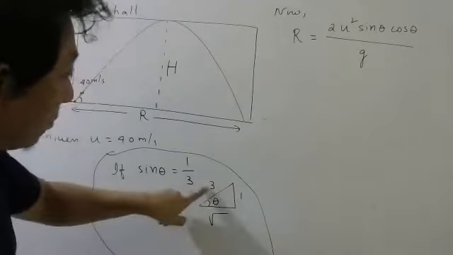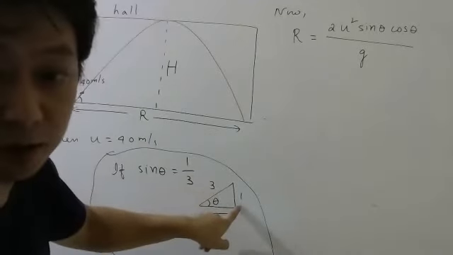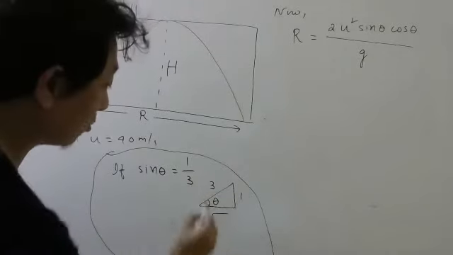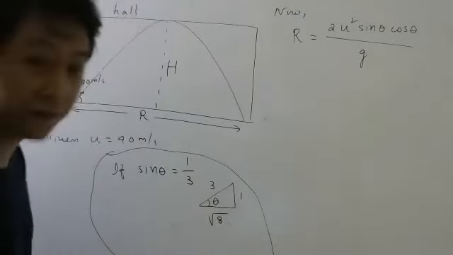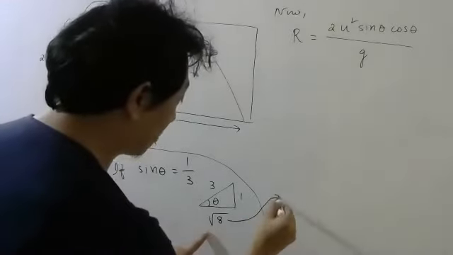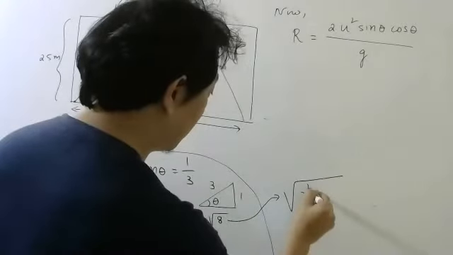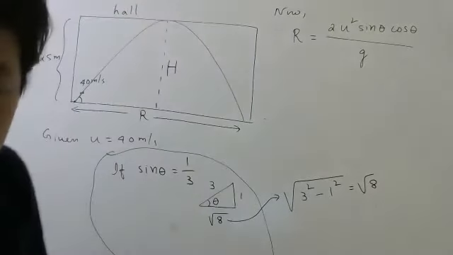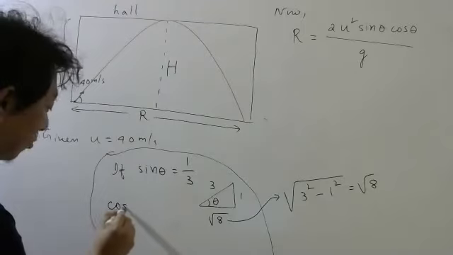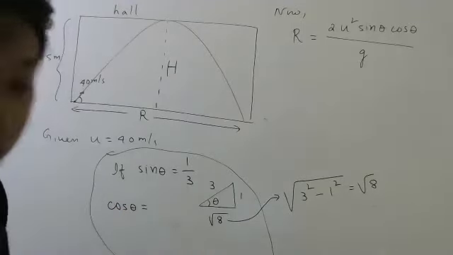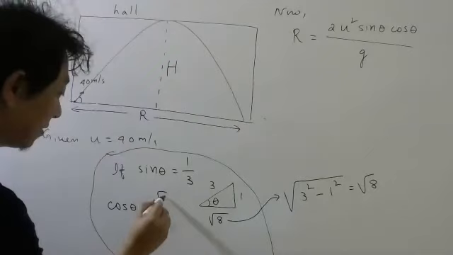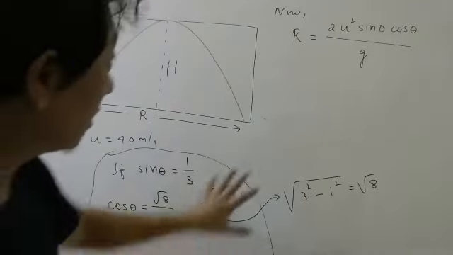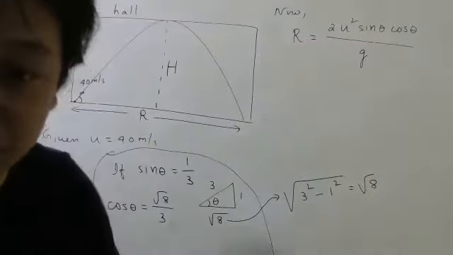Root of hypotenuse square minus opposite square, right? Hypotenuse square minus opposite square. So 9 minus 1 will be root 8. I hope all of you understood how I got root 8. Correct? So from here I can now easily calculate cos theta. What will be cos theta? Adjacent by hypotenuse. So like that, I'm going to calculate cos theta because we already know sin theta.